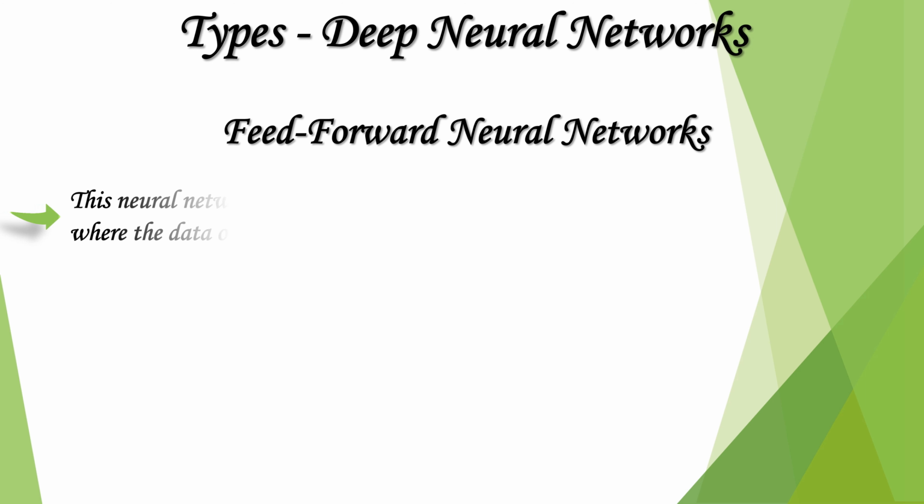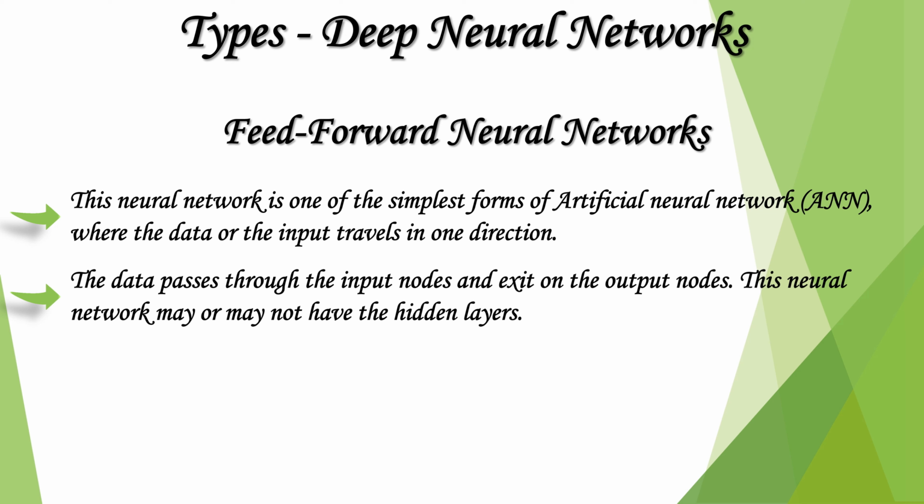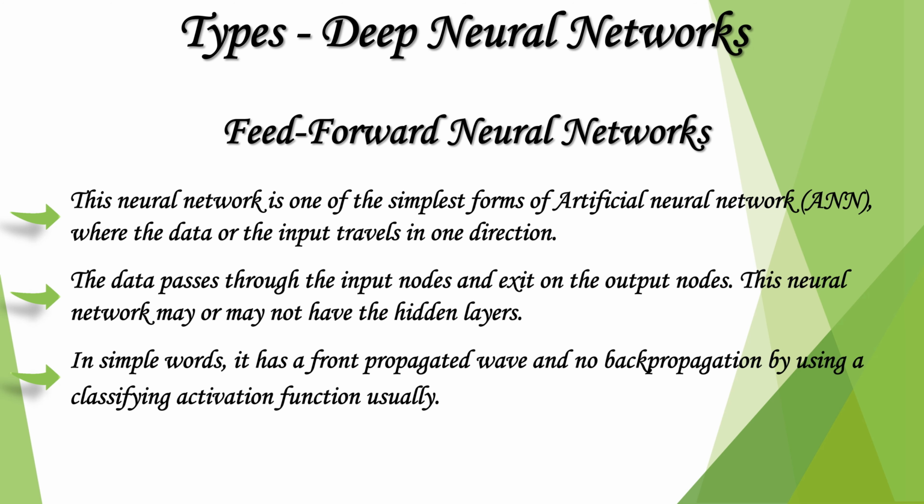Feed-forward neural networks. This neural network is one of the simplest forms of artificial neural network, where the data or the input travels in one direction. The data passes through the input nodes and exits on the output nodes. This neural network may or may not have hidden layers. In simple words, it has a front-propagated wave and no back-propagation, usually using a classifying activation function.